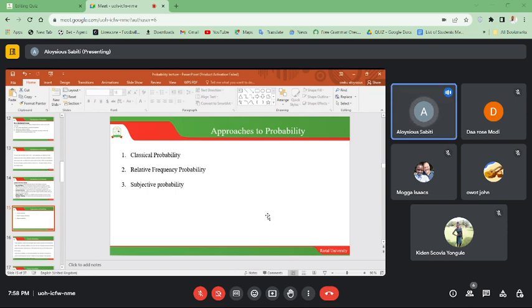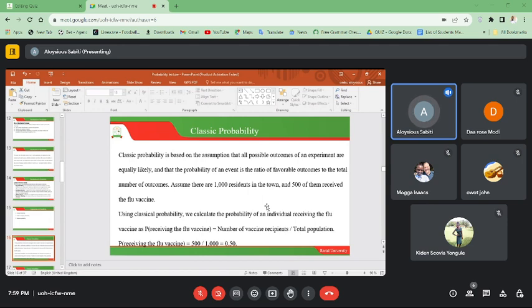So we want to look at the approaches to probability. And we are saying there are three relative approaches, and one is what we call classical probability, two is relative frequency probability, and three is subjective probability. Classical probability is based on the assumption that all possible outcomes of an experiment are equally likely, and that the probability of an event is the ratio of favorable outcomes to the total number of outcomes.